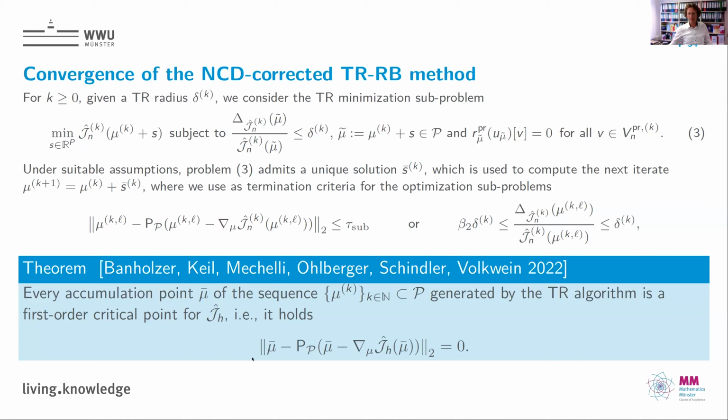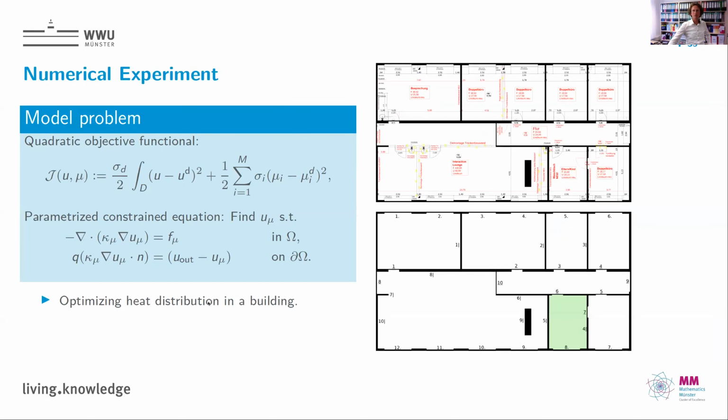And this means that in the end, for these box constraint optimization problems, this is the condition that a point mu bar is actually a first order critical point. So this is full theory available. And I now show you some numerical results.